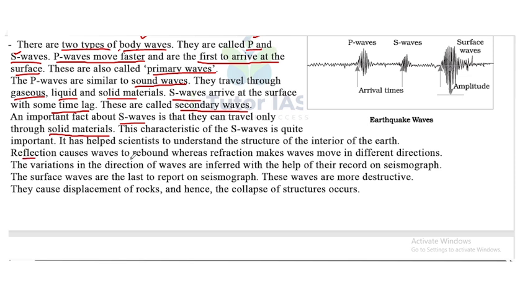Reflection causes waves to rebound, whereas refraction makes waves move in a different direction. The variation in the direction of waves is inferred with the help of their record on the seismograph. The surface waves are the last to be recorded on the seismograph.